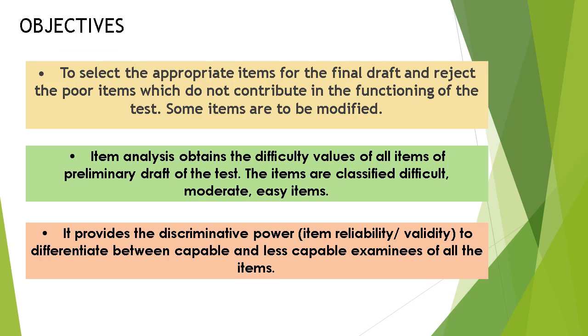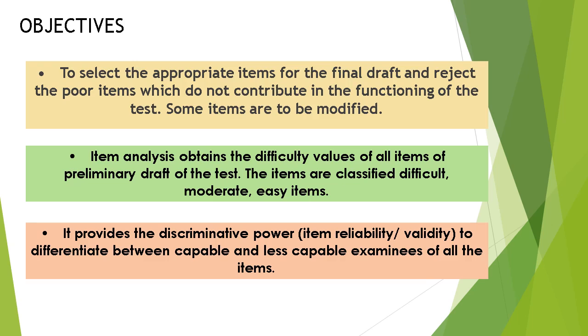So for the objectives, number one is to select the appropriate items for the final draft and reject the poor items which do not contribute to the functioning of the test. Some items are to be modified. So item analysis obtains the difficulty values of all items of the preliminary draft of the test. So the items are classified as difficult, moderate, or easy items.